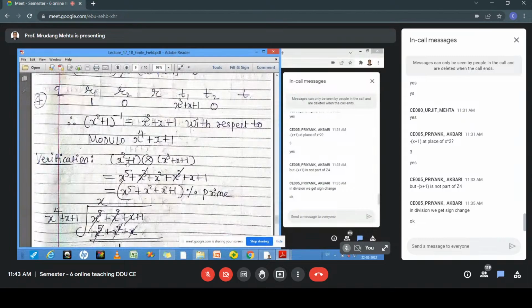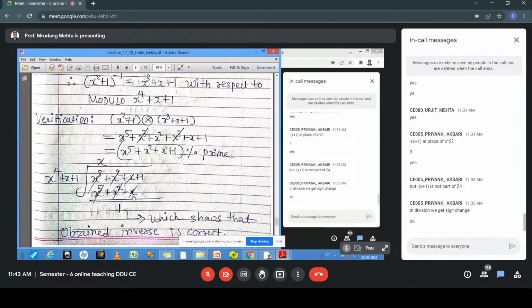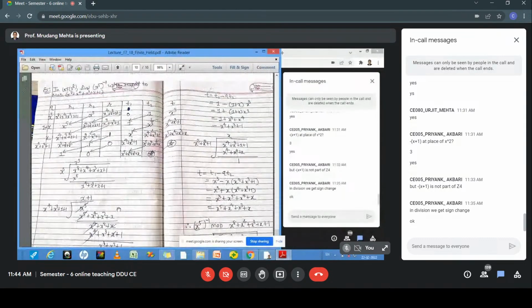So x square plus 1 has an inverse, that is x cube plus x plus 1. Okay. Now this is with respect to modulo x raised to 4 plus x plus 1. Now if we want to do verification, if we multiply these two terms, what we get is this. And if we take modulo with the prime polynomial, we get 1. So the two are multiplicative inverses, because the multiplication of them gives you 1, right? So the inverse is correct.